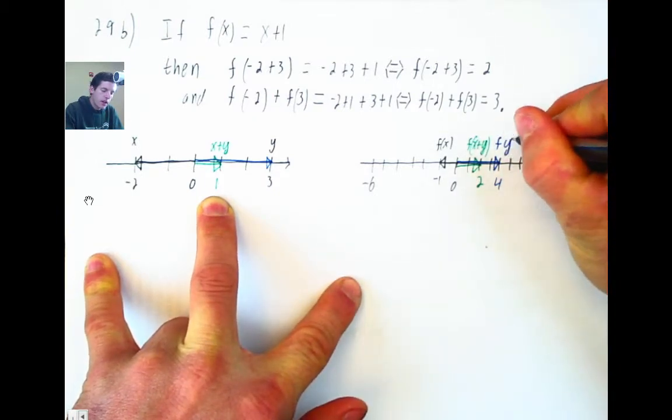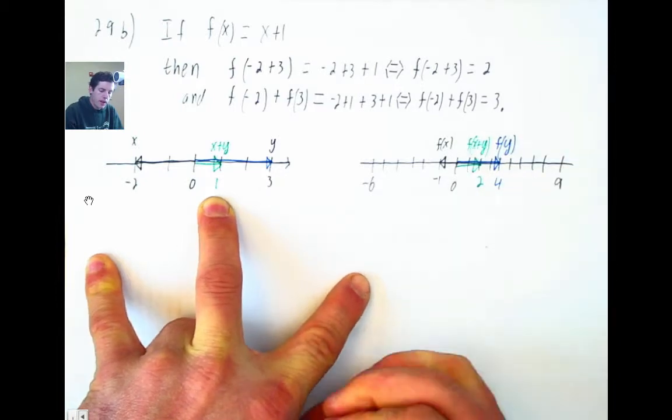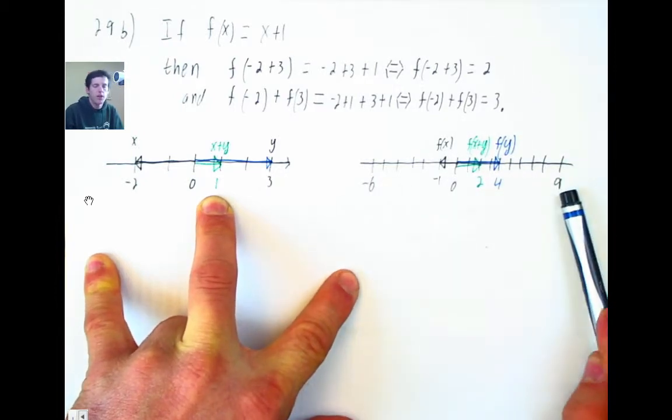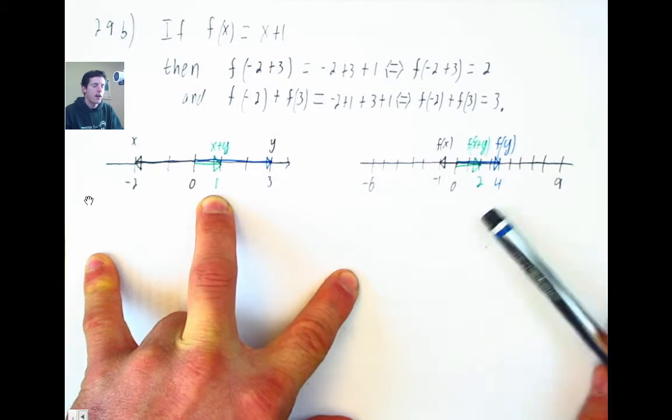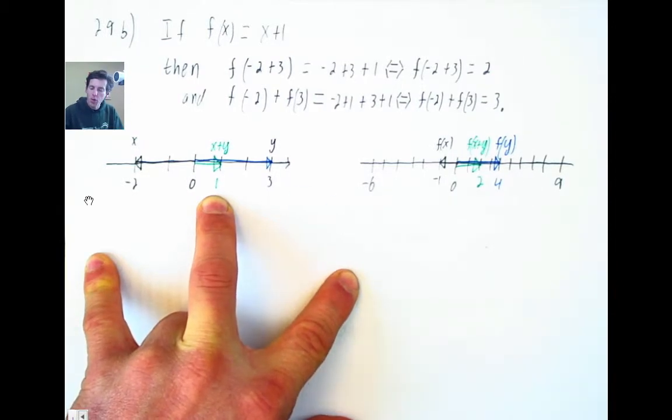Okay, now my picture was all scrunched up. I don't know why I had this number line go from -6 to 9. Oh, I was thinking of 29a. Well, we're all mortal. I'm sure I'll make lots and lots of mistakes in front of you.